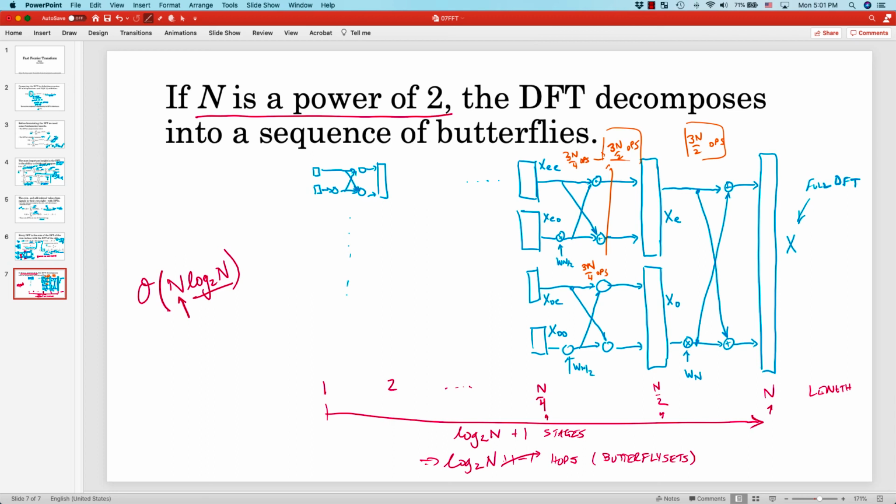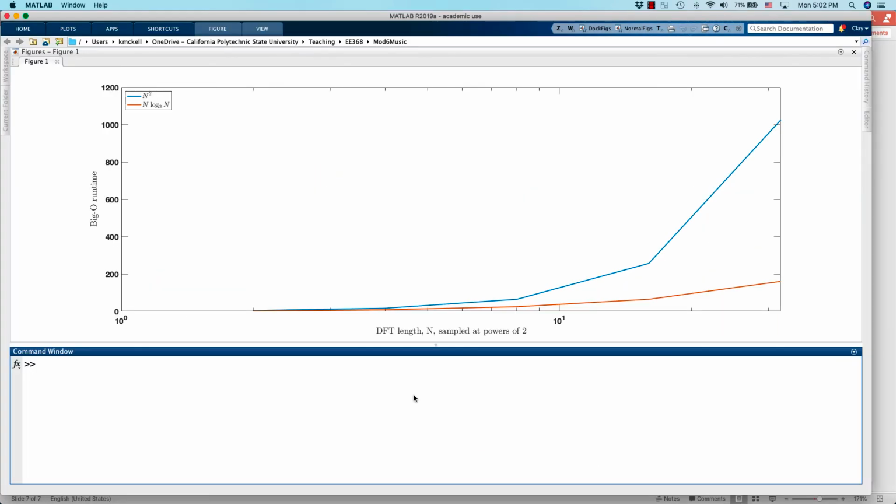So to convince you one last time that this is actually an improvement, and a significant one, over something that runs in n squared time, I have a quick MATLAB graph of the two functions here, n log n and n squared. Okay, so on screen here is just the values of n squared in blue versus n log n in orange. And on the horizontal we have the number of samples in the DFT, and I'm only picking powers of 2 because that's the only fair comparison really here.